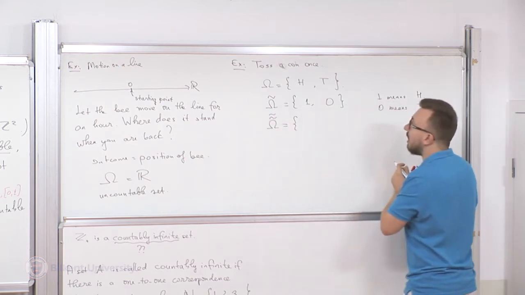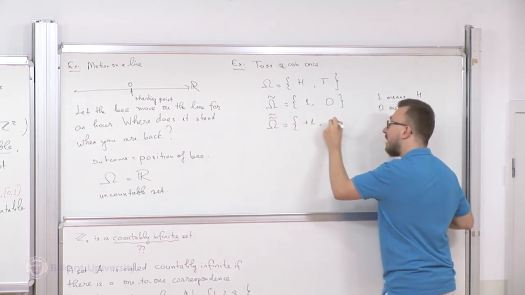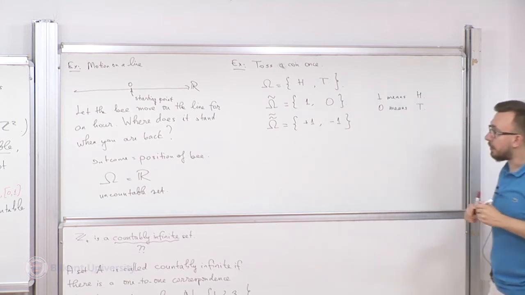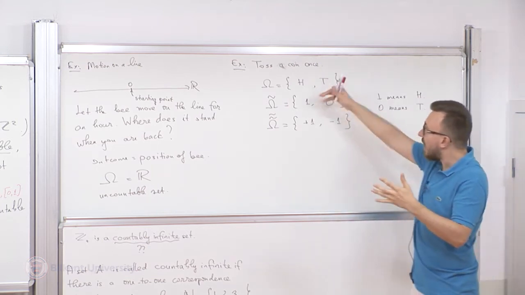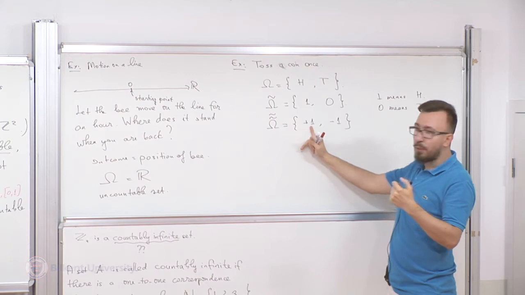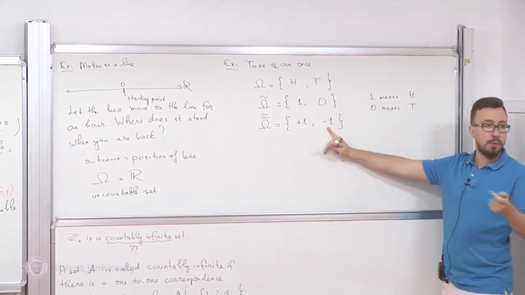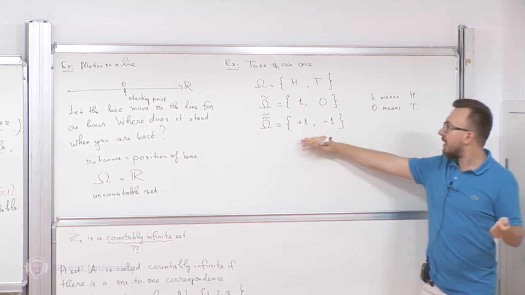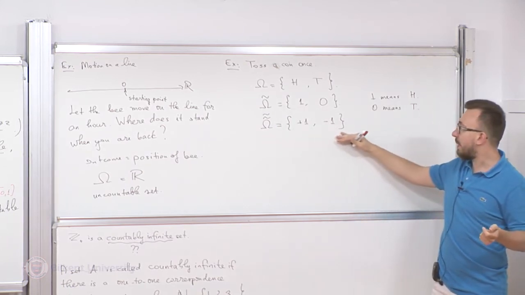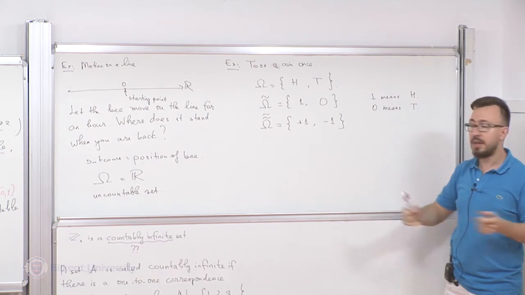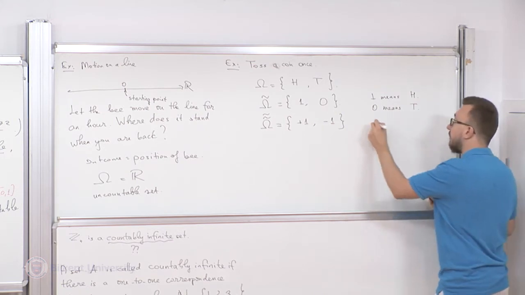Another example is maybe plus and minus 1. So when you get heads, you can see this as like gaining 1 lira. And when you get tails, you can see this as losing 1 lira. So you can already define your sample space as plus and minus 1. So this is fine.